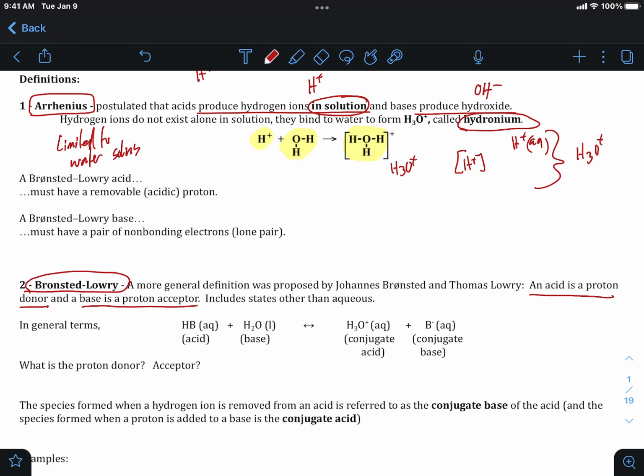Okay, so according to the Bronsted definition, you will have an acid and a base present. The exchange will happen between them. So here, if I highlight, here's a hydrogen ion, right? That begins in the formula HB. HB is just a generic acid formula.